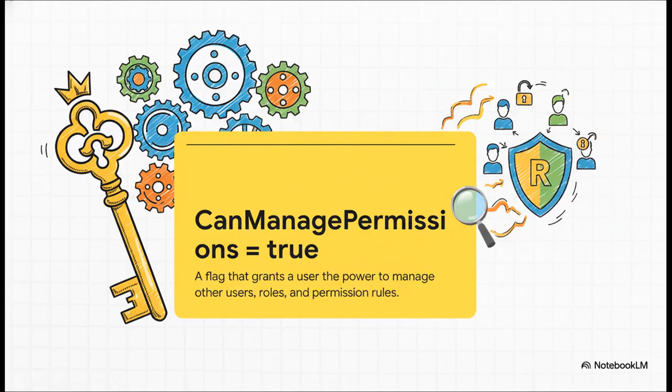Now, this little flag here can manage permissions. This is the whole shebang. It's the key to everything. When that root user gets created, this property is set to true. And that one property, it's like the master key to the entire kingdom. It gives that first user the power to set up the entire security model for everybody else.